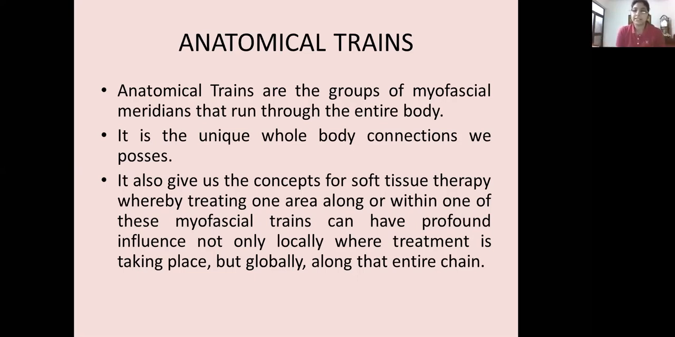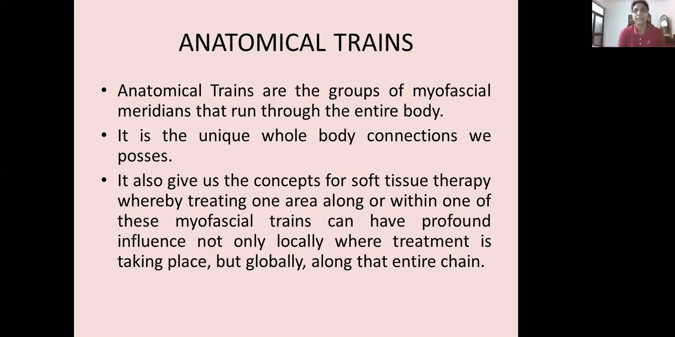So what are the anatomical trains? These are the group of myofascial meridians that run through the entire body, starting from the scalp to your cervical spine, to your thoracic, then your pelvis, your lower leg, and up to your great toe. So it is a very unique whole body connection we have. It also gives us the concept of soft tissue therapy. In soft tissue therapy, we treat only the dysfunctional soft tissue, the altered mechanics of the soft tissue. So we treat one area, and within one of these fascial trains, it is influencing not locally, but globally the entire chain.